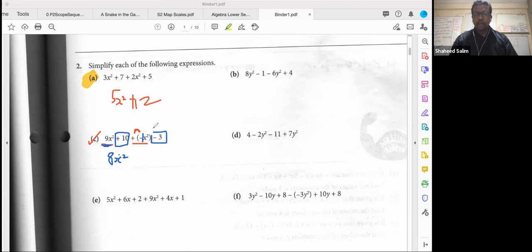Then the next two, this one and this one. Plus or minus? Plus 7. Okay. We will try the next one, F. Don't be afraid of the bracket. Look at the sign. This sign and this sign. Come on.